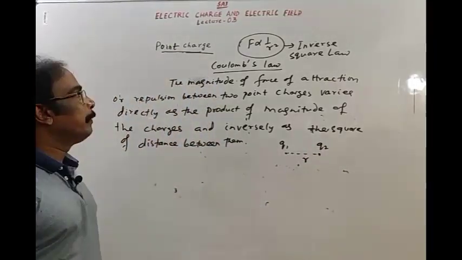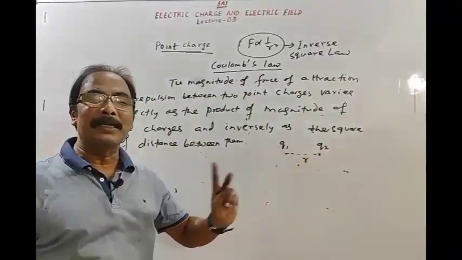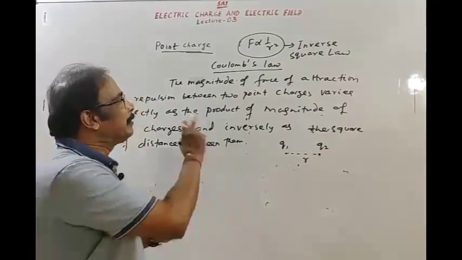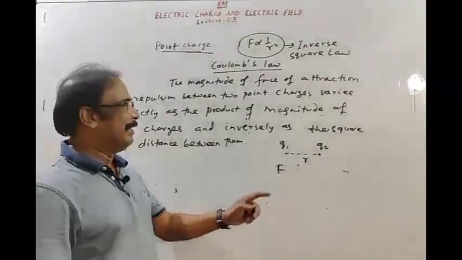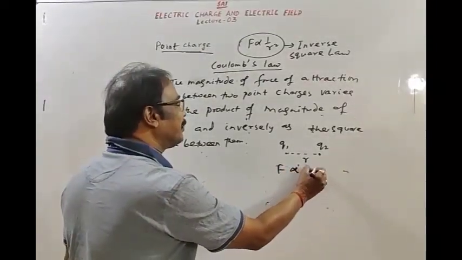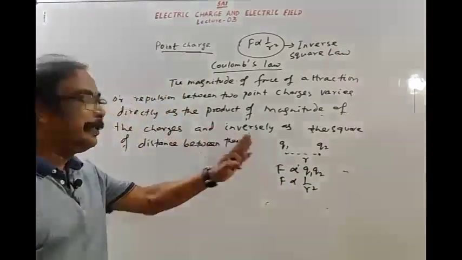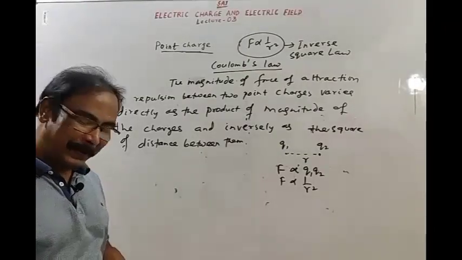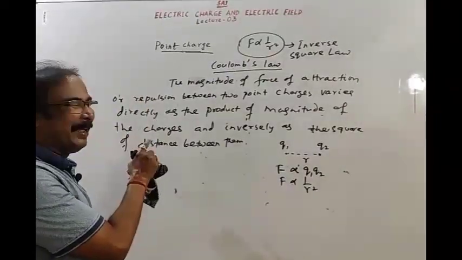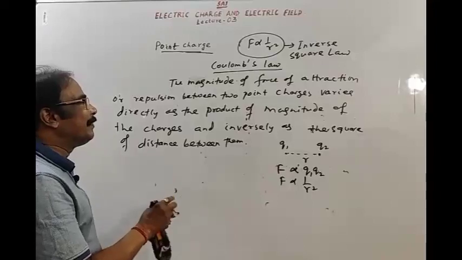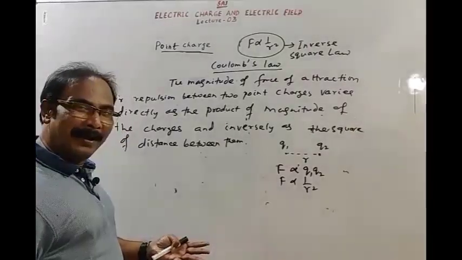Distance between them is R. Then as we have discussed, according to Coulomb's law, the magnitude of force of attraction or repulsion between two point charges, let it be F, varies directly as the product of magnitude of charges and varies inversely as the square of distance between them. This is in accordance with Coulomb's law of electrostatics. Now I can erase this. Very simple definition of Coulomb's law. You can remember it at once after understanding.